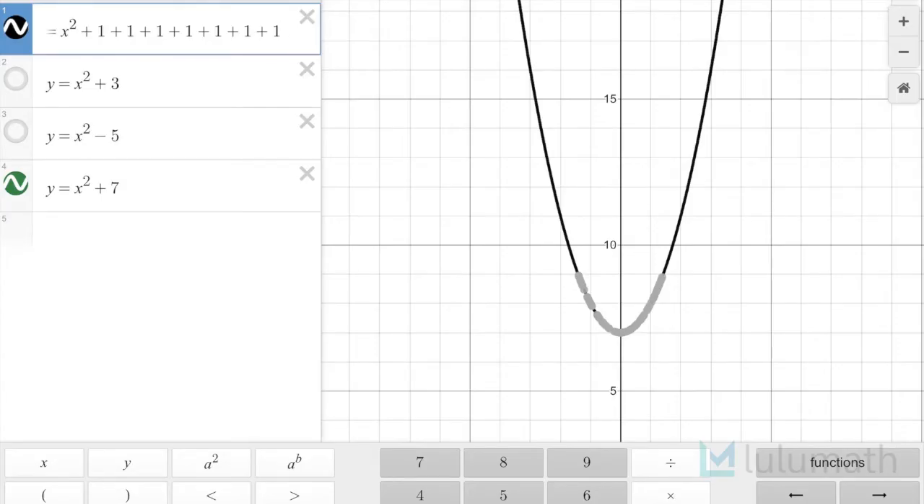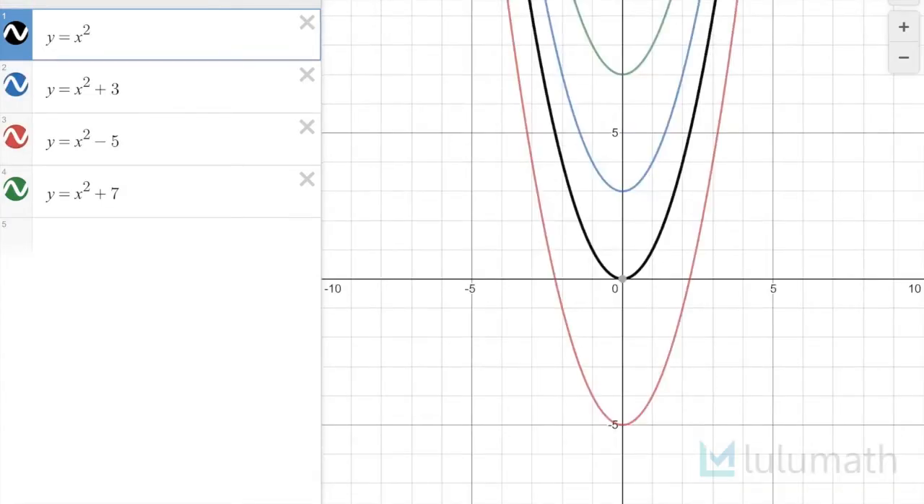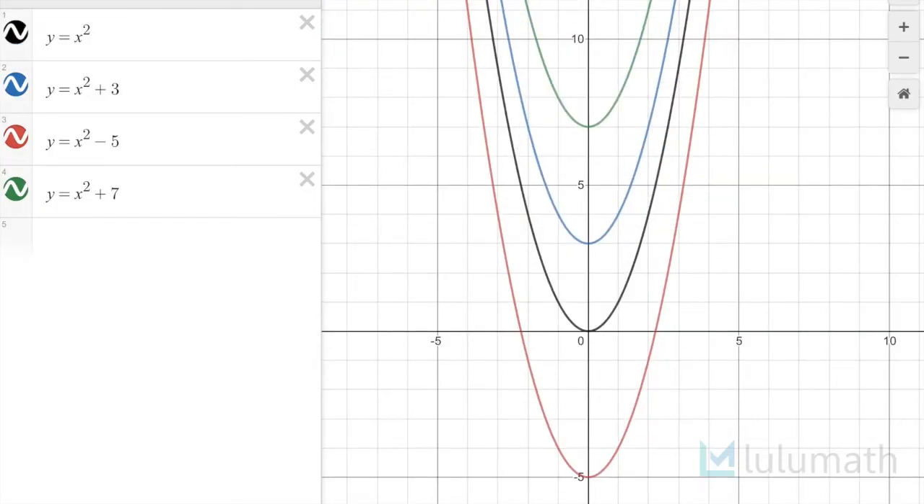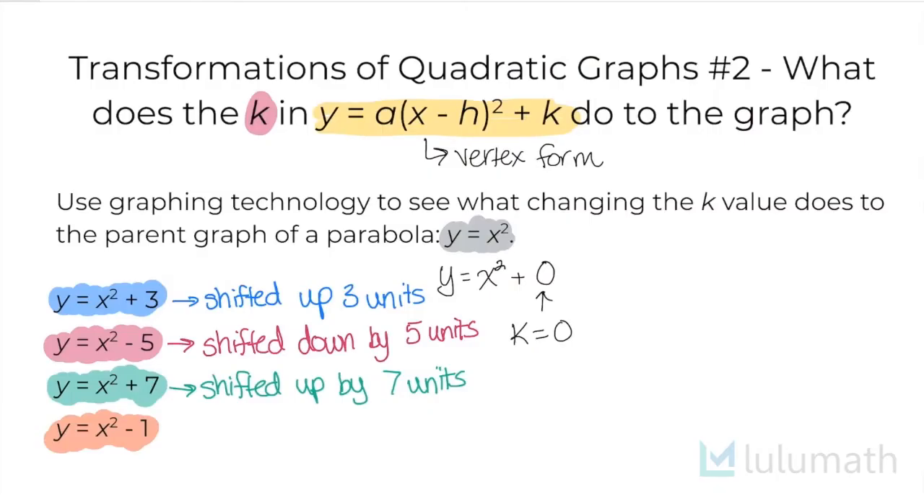And you guessed it, we had to do it 7 times. So now we have the parent graph y equals x squared with the other 3 graphs that we've looked at so far, and sometimes it's shifted up and sometimes it's shifted down. So what's going to happen with y equals x squared minus 1? Make a guess and then come back to me, see if you're going to be right.